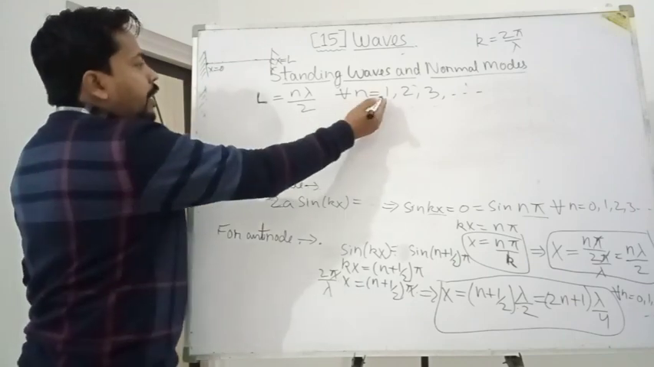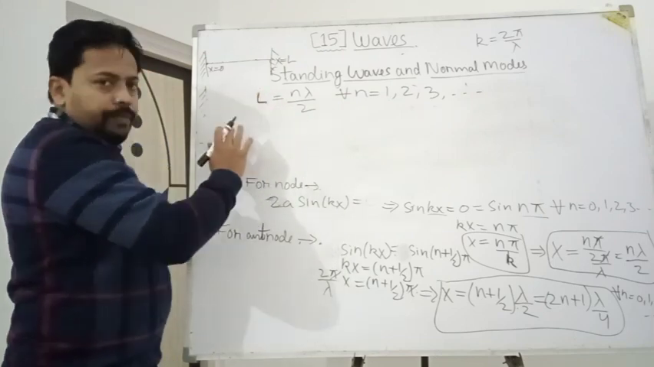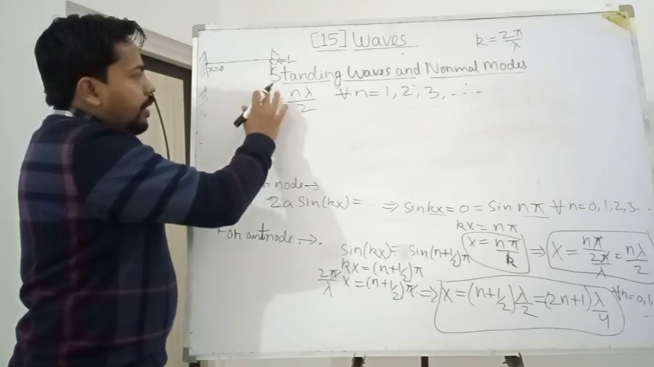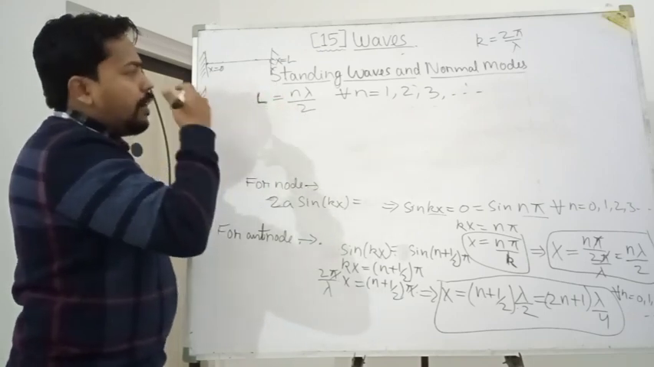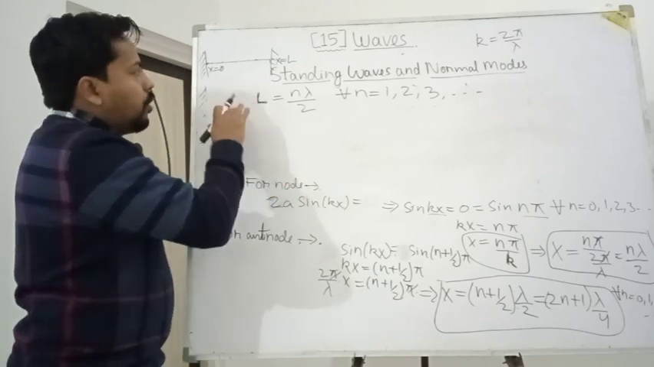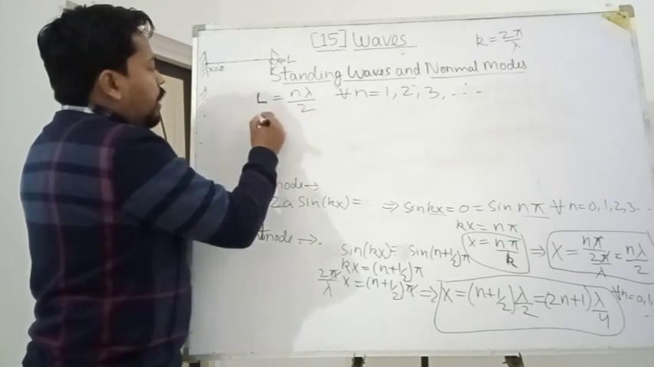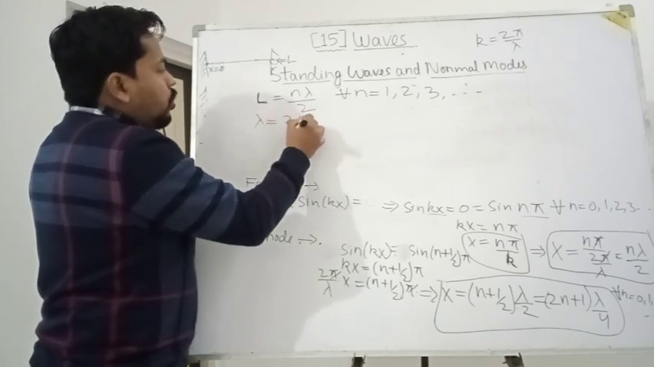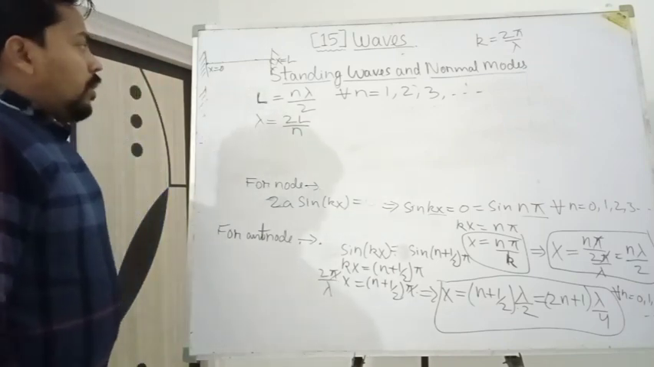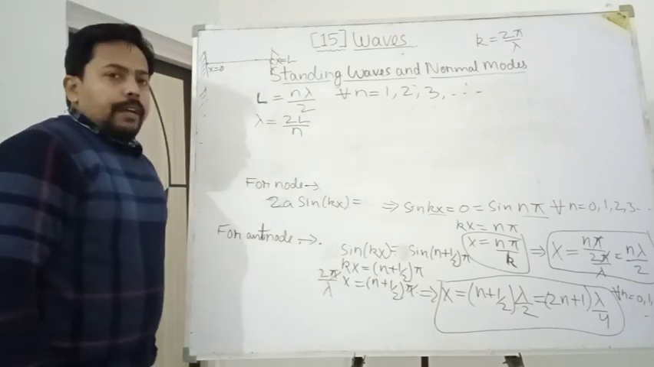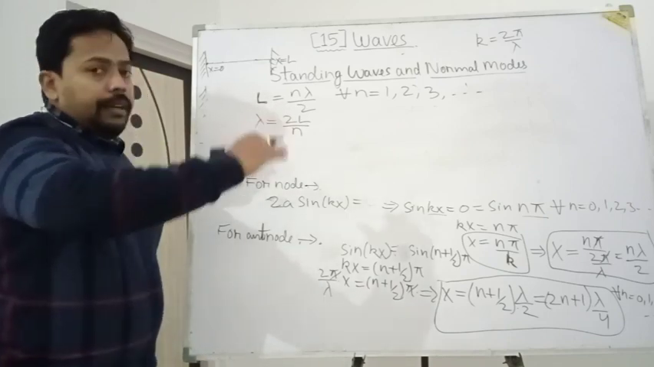If I were writing n equals 0 here, then we would be writing the value 0, that means x was 0 in that case. But now we are neglecting that term and talking about the other extreme of that stretched wire. So here we can write that lambda equals 2L upon n. This is the wavelength parameter which will be generated for the standing wave inside the stretched string.